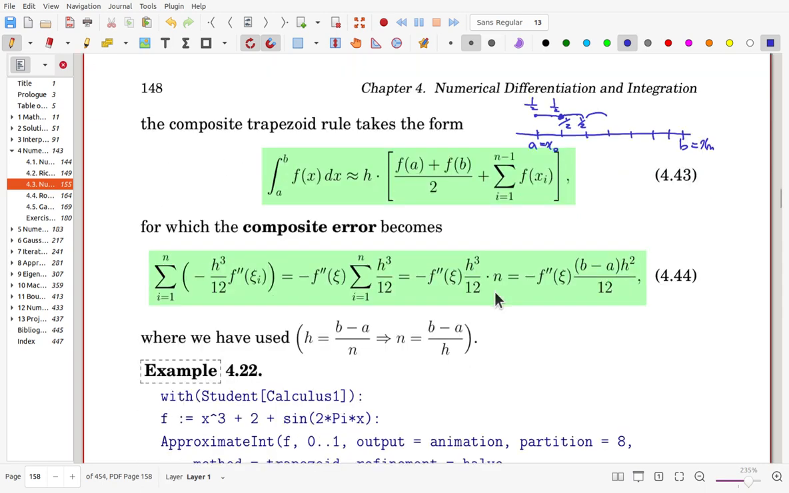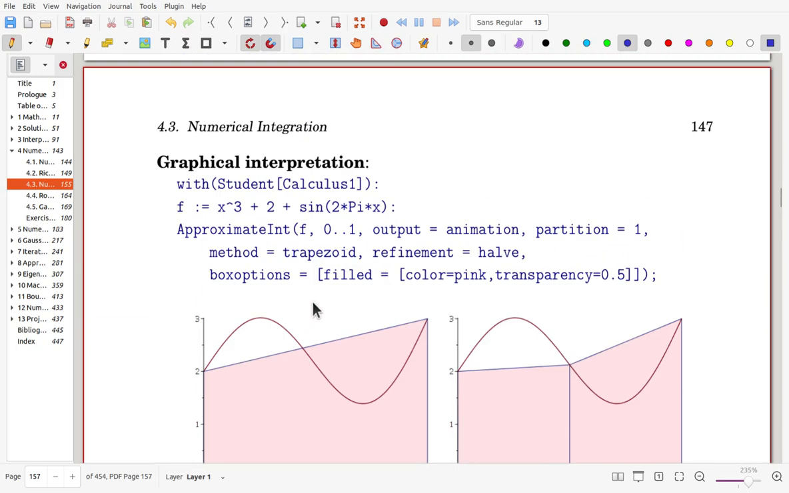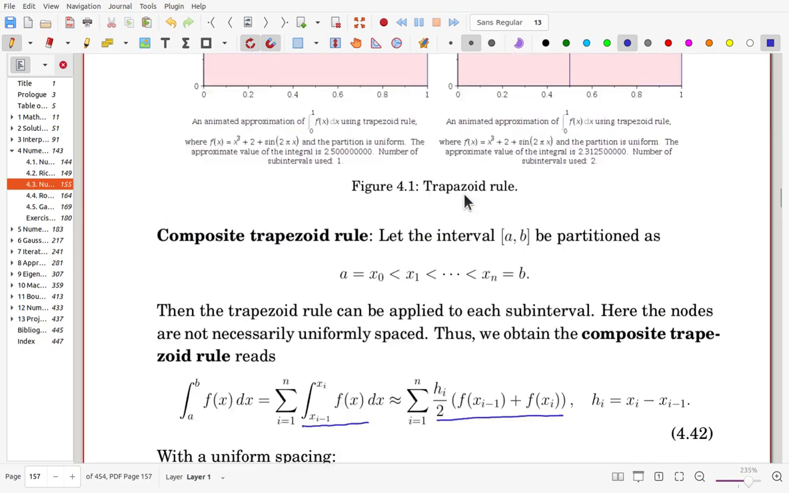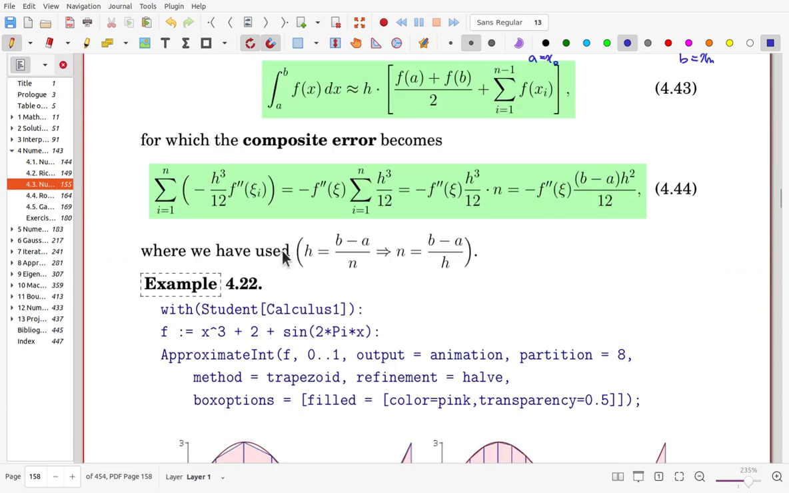And the error can be accumulated here. From each subinterval, we have this amount of error. Look at the formula here. For each subinterval, we have this amount of error, minus h cubed over 12 f double prime at some point. Okay. So the total error is the addition of those local errors, for i from 1 to n, we have this error.